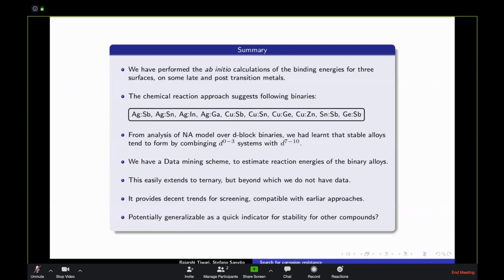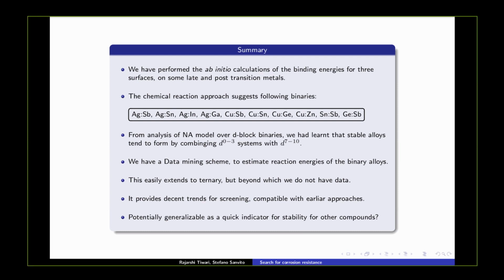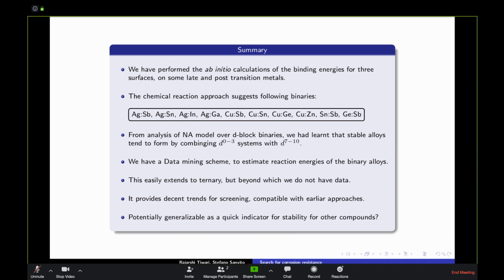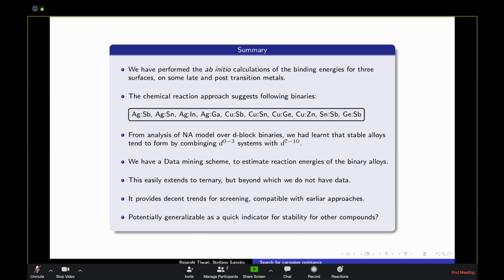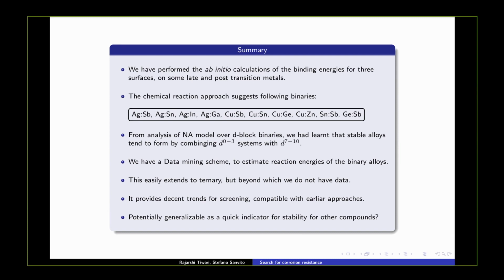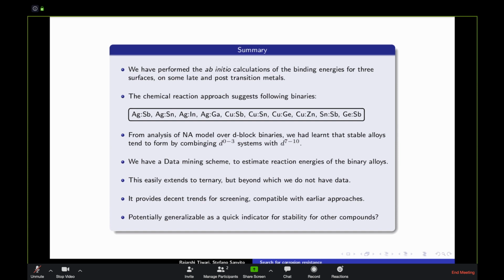With this, I summarize that we have performed an ab initio calculation of the binding energy on three surfaces, and this is a tentative list of potential binaries that we came up with. In this process, we developed this data mining scheme, which can be used as a data mining tool for any other kind of machine learning problem. So I think for the moment, this is it.